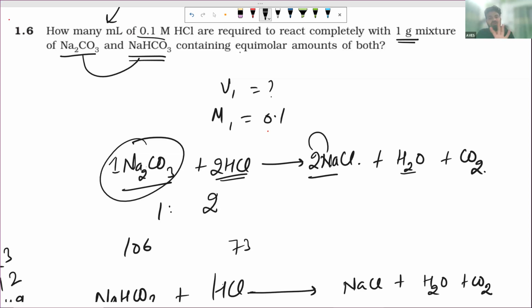Yes, sir. When you are balancing this one, there will be 2 moles. So if 1 mole of this one is present, then we require 2 moles of HCl. Got it?